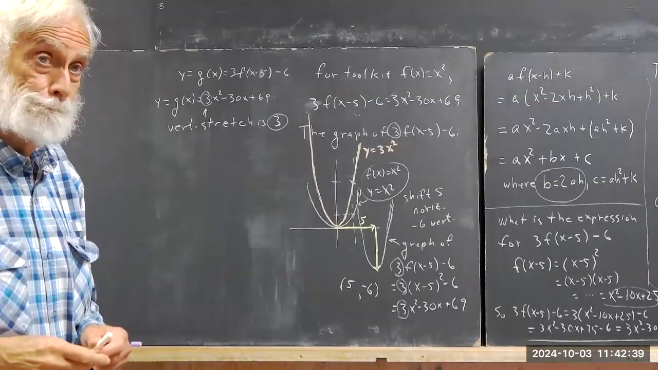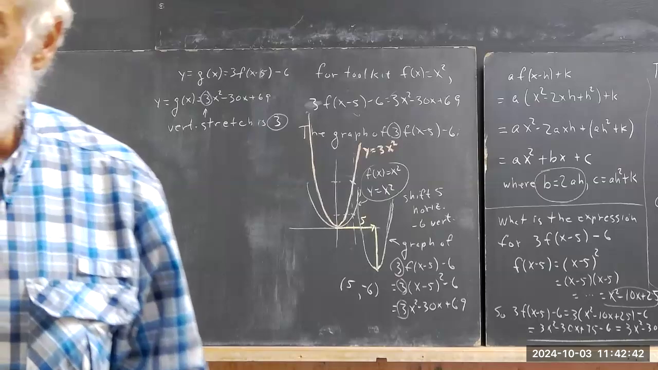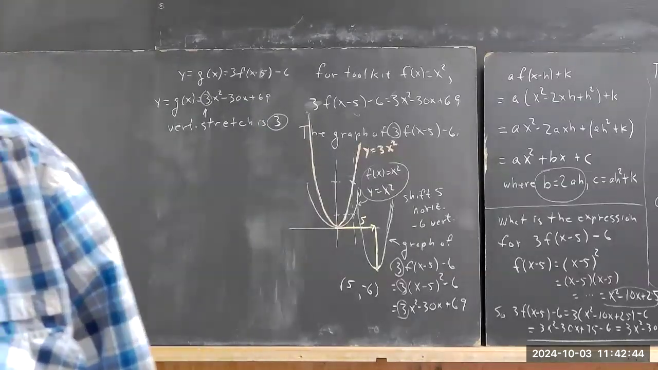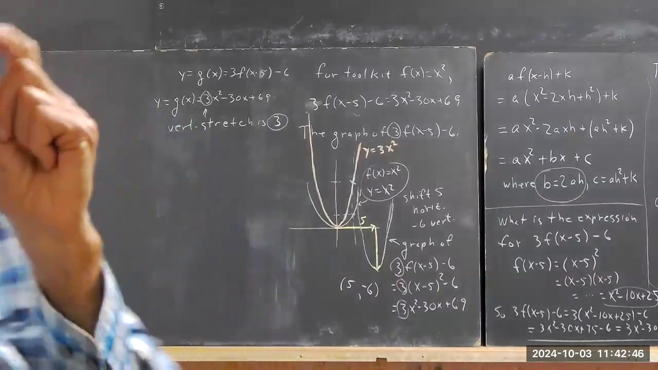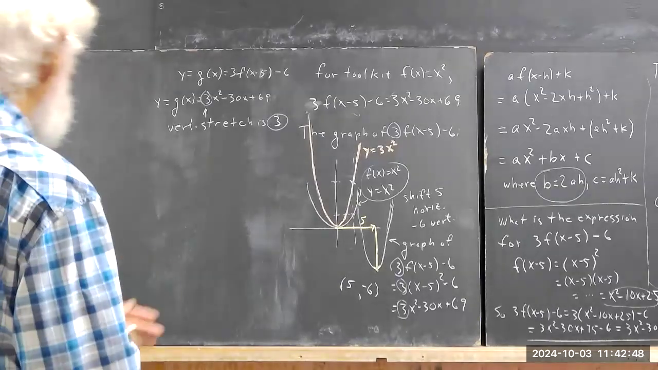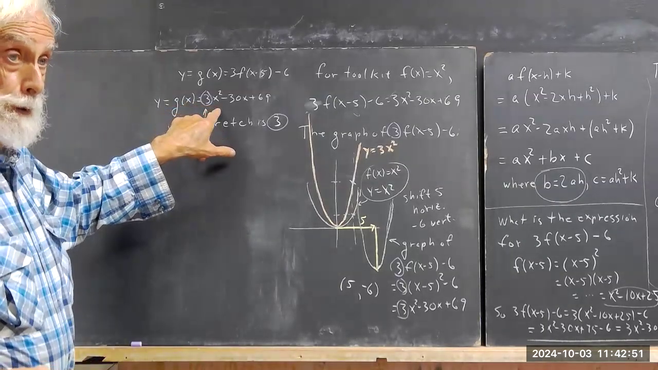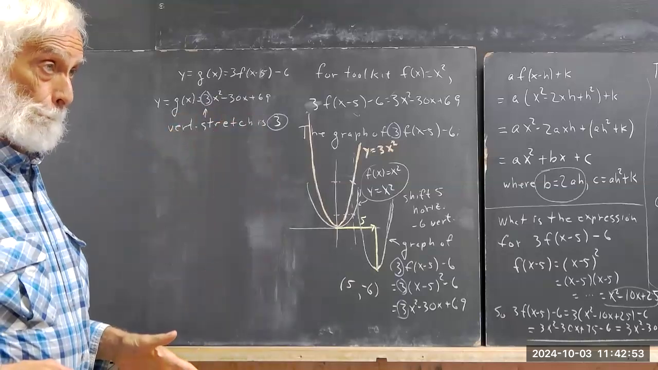Make sense? Now, how in the world are you going to find your horizontal shift and your vertical shift? They're not at all obvious. Vertical stretch is going to be right there in front of x squared. It has to. Okay?